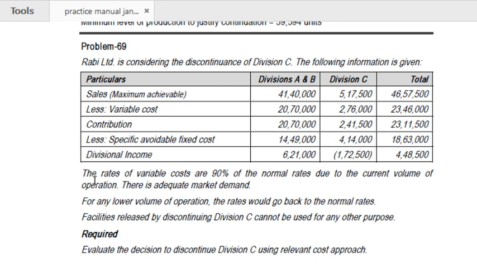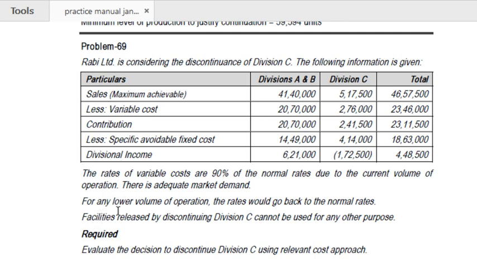We'll see that. The rates of variable cost are 90% of the normal rates due to the current volume of operation. There is adequate market demand. For any lower volume of operation, the rates would go back to the normal rates. What do you mean by lower volume of operation? In case you take a decision to stop or discontinue division C, the volume of operation will be lower than the current level, which means you have to revise this variable cost, because right now they are 90% of what they would be. If you take a decision to stop division C, then this cost will increase, which you need to consider while taking that decision.